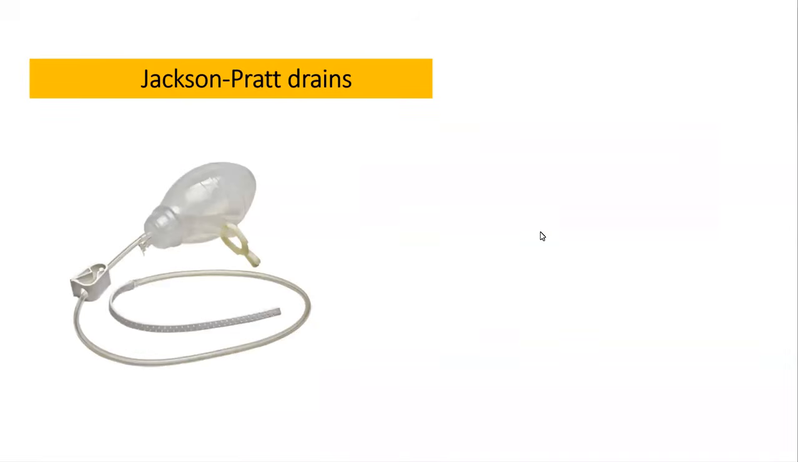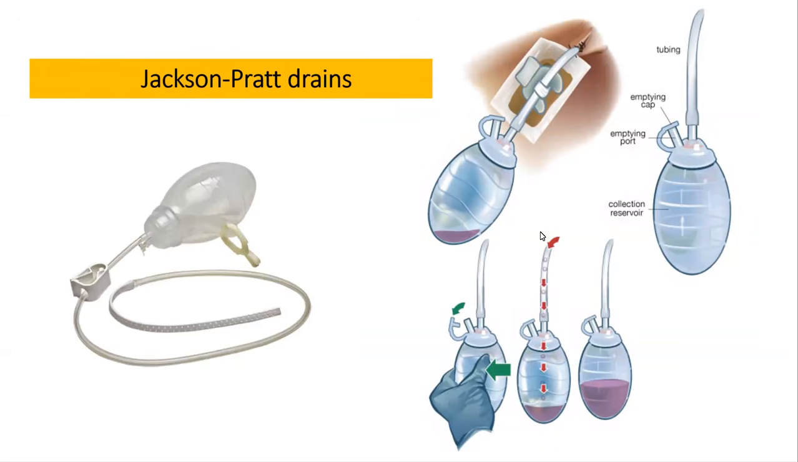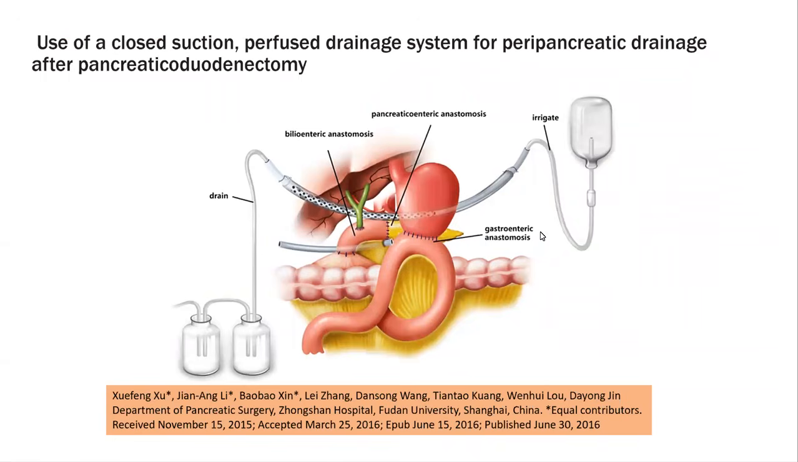Jackson-Pratt drain, this is used many times, and this is closed because it drains into a bottle and it is under suction, as you see here. It will be under suction and it will be used in intra-abdominal surgery. And it's not that easy that a drain is just a tube and a bottle. It can be more complicated like this in postoperative pancreatic fistula.